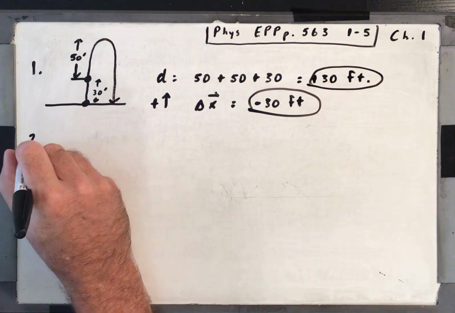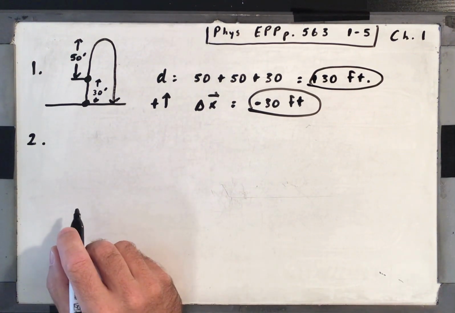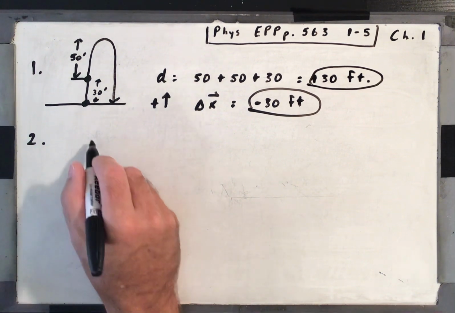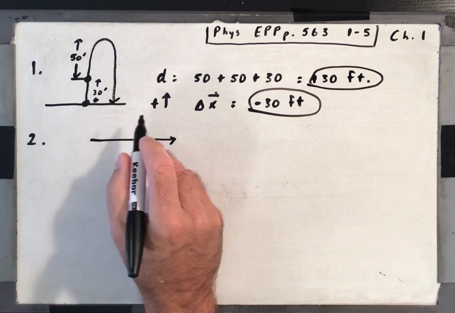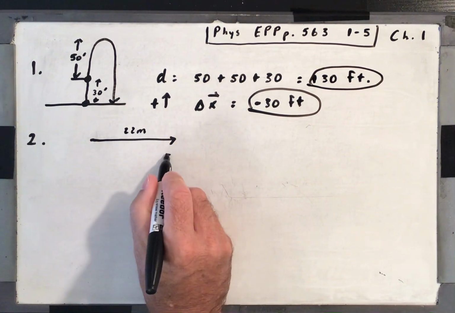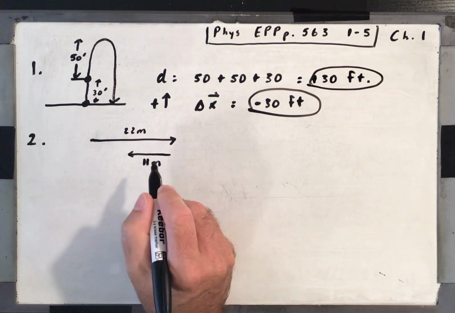All right, number 2 says it takes an infant 3.5 minutes to crawl the 22 meters from the playpen to the refrigerator and 11 meters back towards the playpen. What's the infant's average speed and average velocity? Okay, so we've got an infant that travels 22 meters, that's pretty far, and then back another 11 meters.